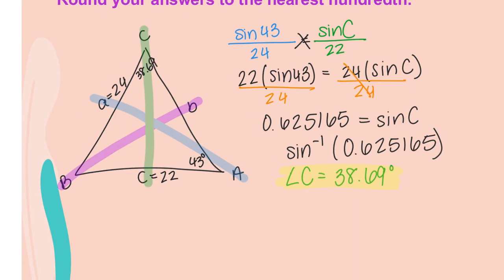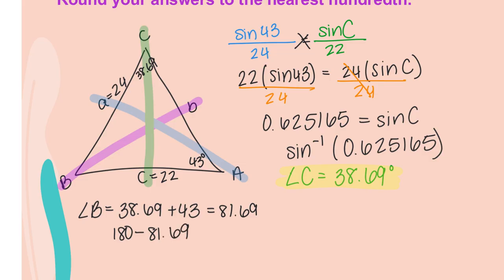So now I can go ahead and solve. I'm going to add 38.69 plus 43. I'm going to get 81.69. And then all you have to do is 180 minus 81.69. If you subtract it correctly from 180, you should have had 98.31. So just writing that angle B equals 98.31 degrees. And that would be my answer for angle B.